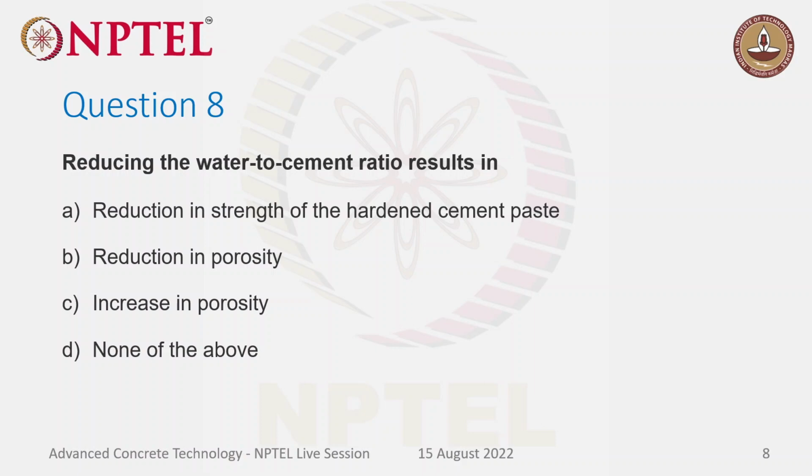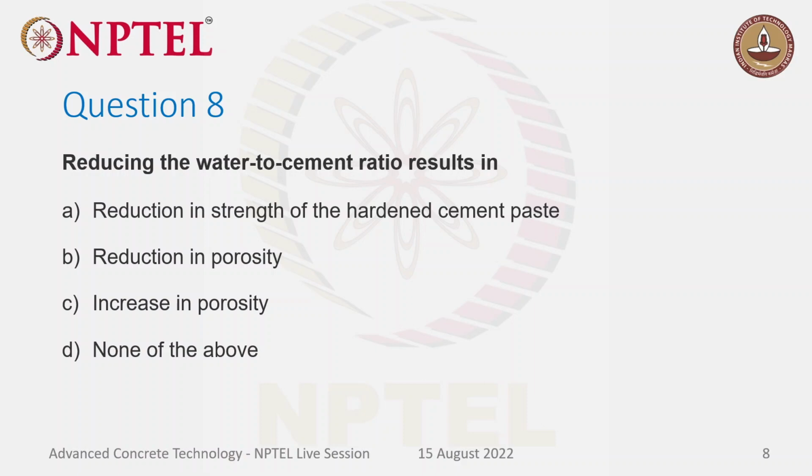So there are 4 options. I have launched the question in polls. Please give your answer in polls from activities. If you guys are not able to do that, then please give your answer in the chat box. Okay. So option A is reduction in strength of the hardened cement paste, and option B is reduction in porosity. And then option C is increase in porosity, and then option D is none of the above.